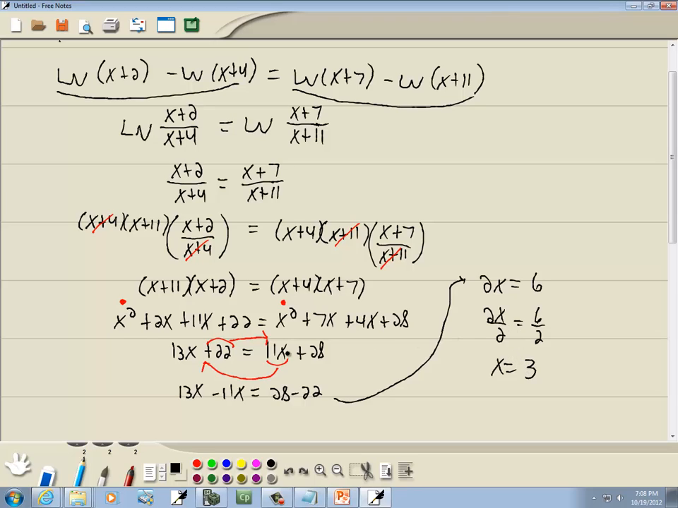Maybe. Let's plug this back in, see if it causes us problems. So if I put 3 here, 3 plus 2, that's not 0 or negative. 3 plus 4, that's not 0 or negative. 3 plus 7, that's not 0 or negative. 3 plus 11, that's not 0 or negative. So that's our answer. Assuming I didn't make a math error. Let me double check myself there.